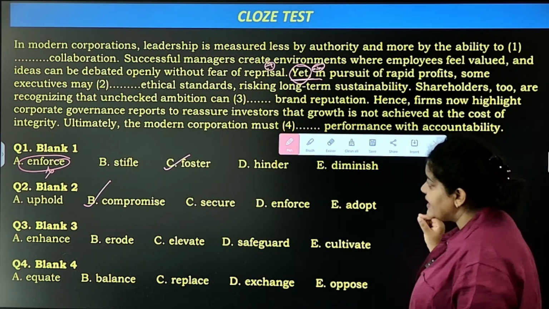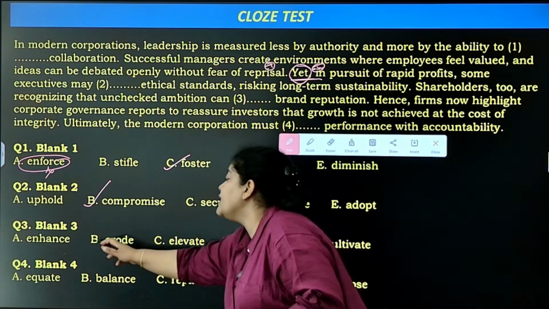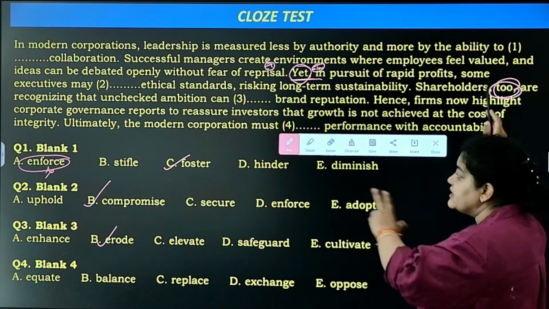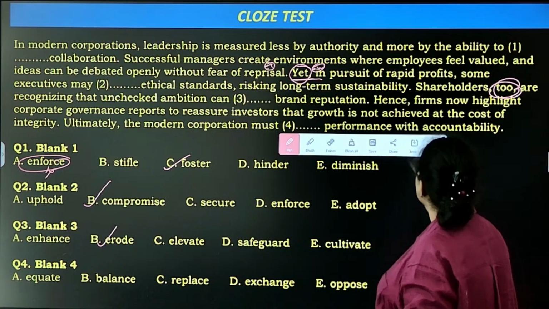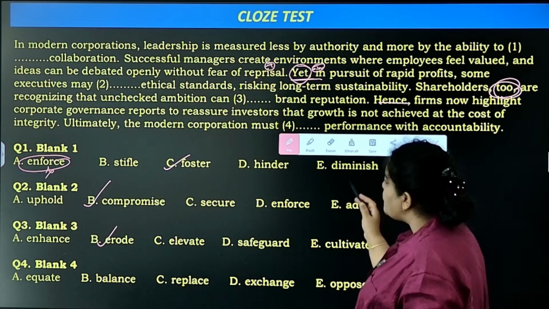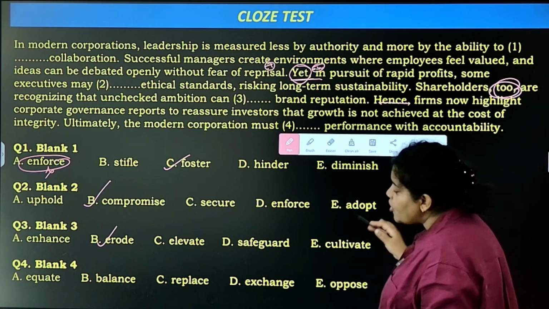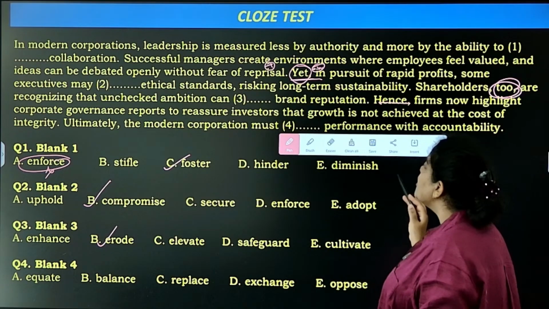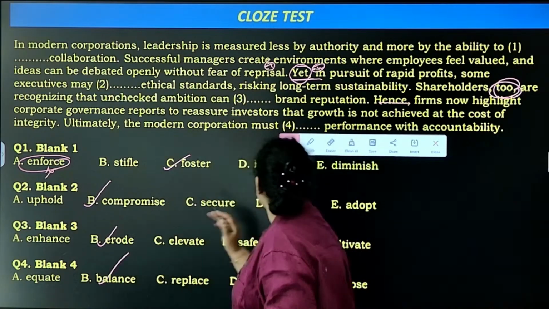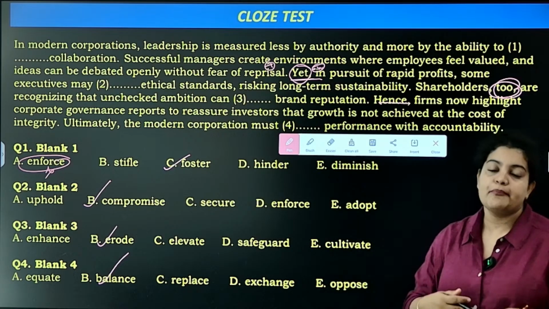Shareholders too are recognizing that unchecked ambition can erode brand reputation. So again, there we can see shareholders too. So ye bhi again the same tone needs to be continued the same. Okay. Hence, firms now highlight corporate governance reports to reassure investors that growth is not achieved at the cost of integrity. Ultimately, the modern corporation must balance performance with accountability. दोनों चीजों को हमें क्या करना है, बैलेंस करना है.